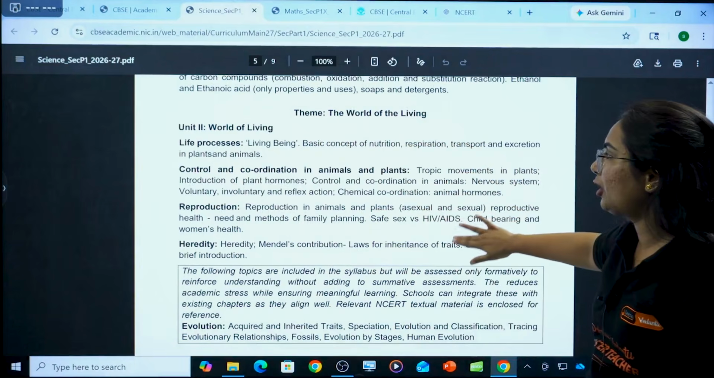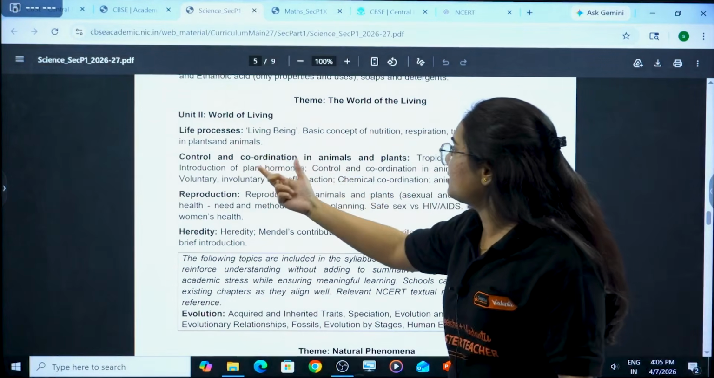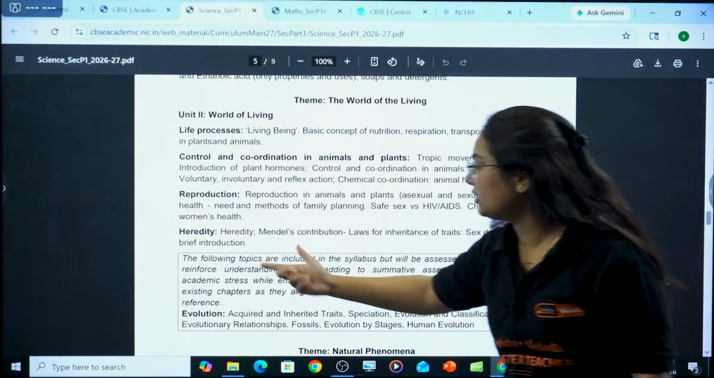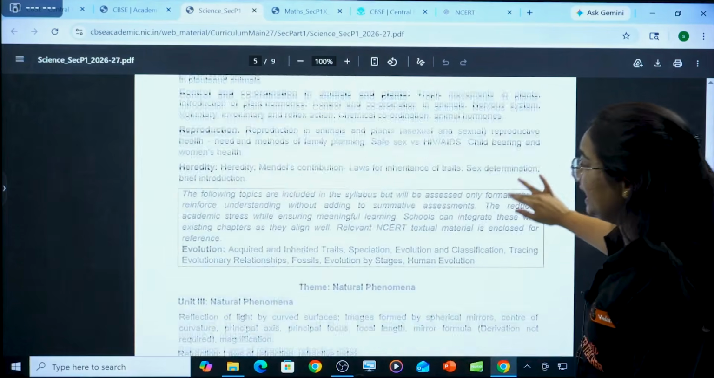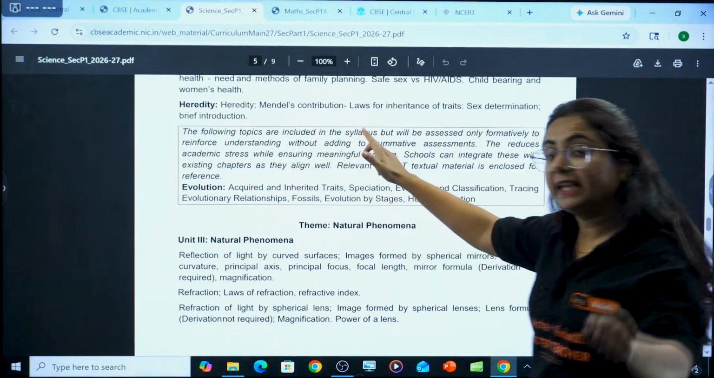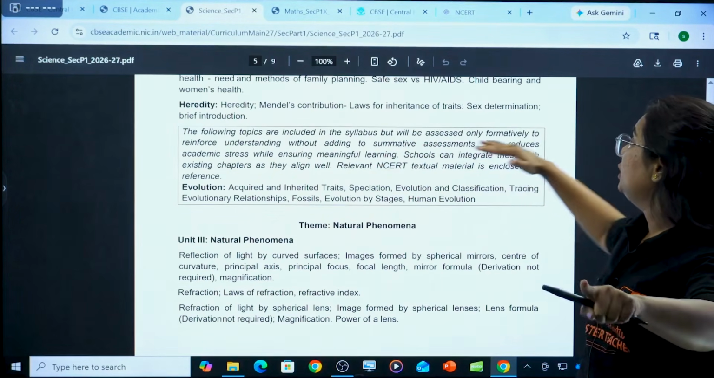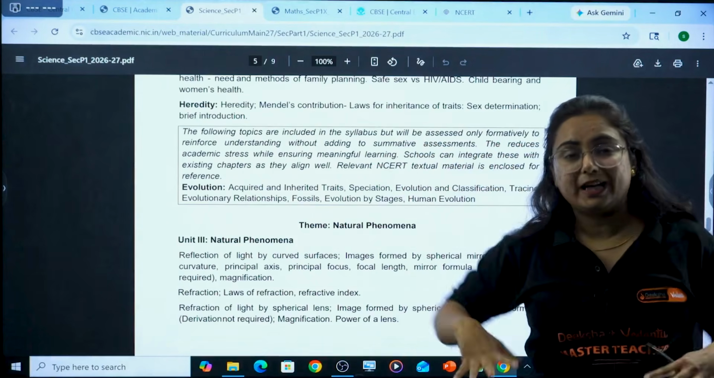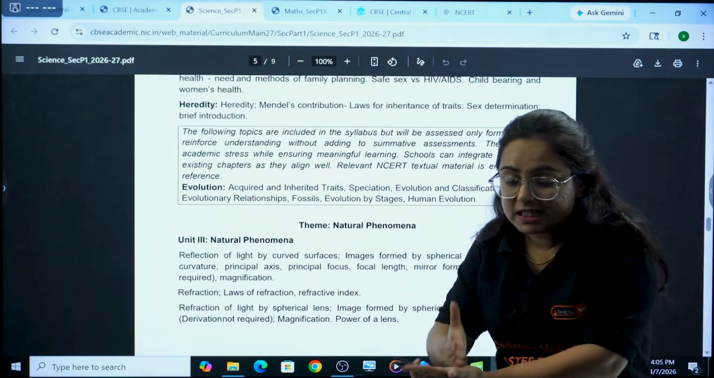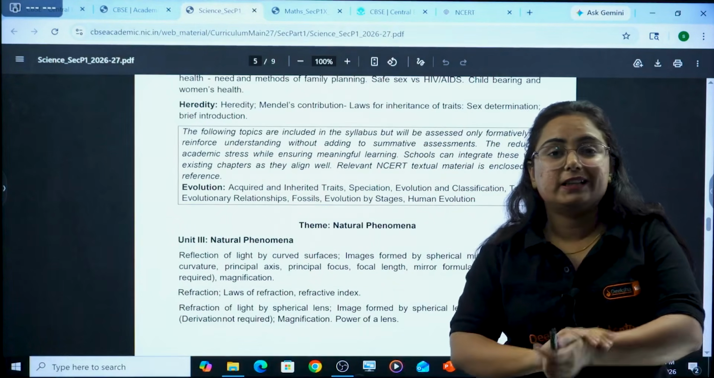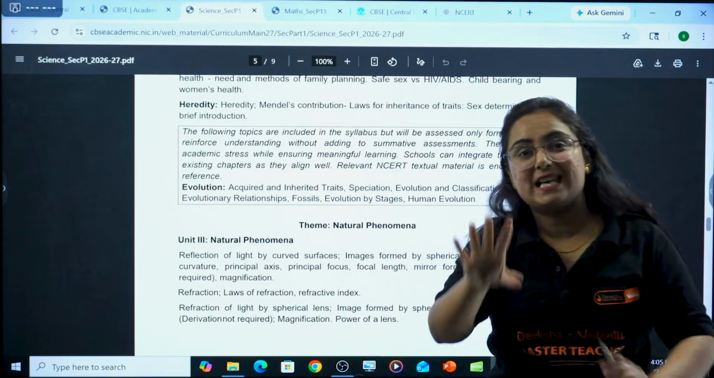That means it is biology, which includes life processes, control and coordination, reproduction, heredity. Here also they included certain topics which are included in the syllabus but are not going to be asked. So if anyone has a doubt that ma'am, this is in the book but teachers are telling that it is not going to come in exams, yes, they are true.